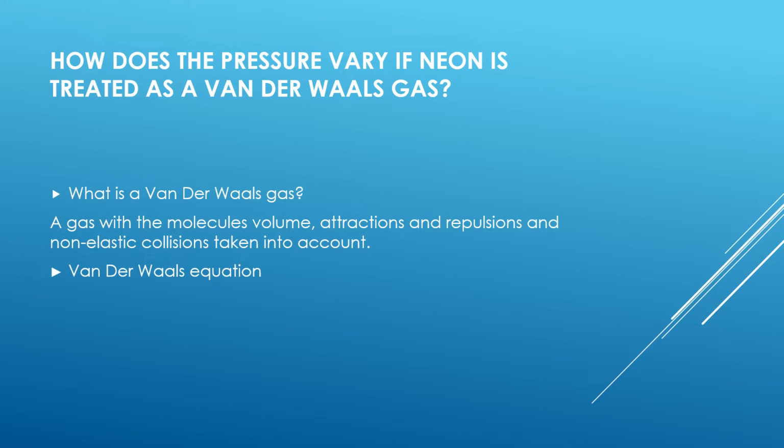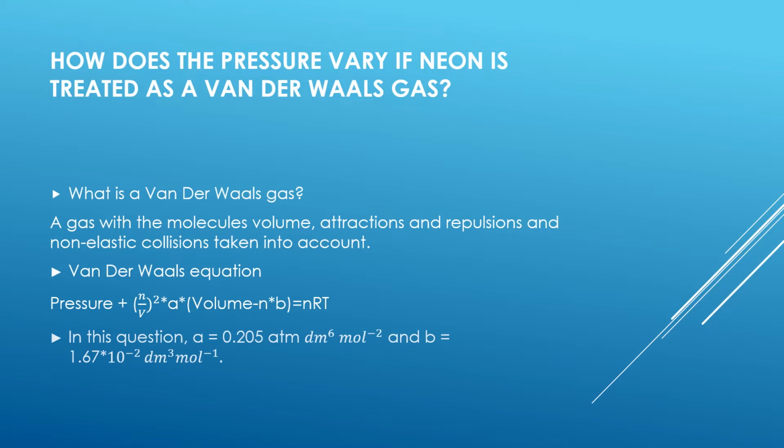The van der Waals equation shows that pressure plus moles over volume squared times the constant A, times the volume minus moles times the constant B, is equal to the moles times the gas constant times temperature. In this equation, we've been given that A is equal to 0.205, where B is equal to 1.67 times 10 to the power of minus 2.